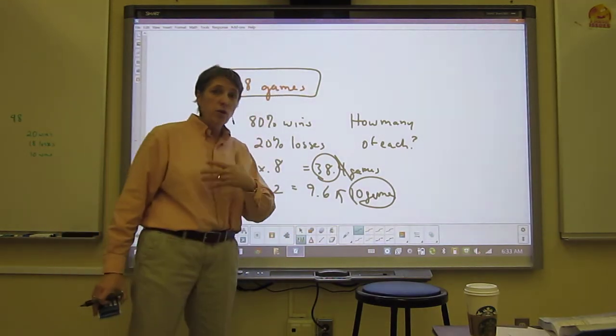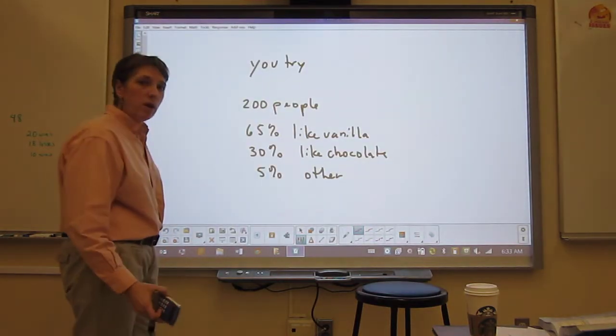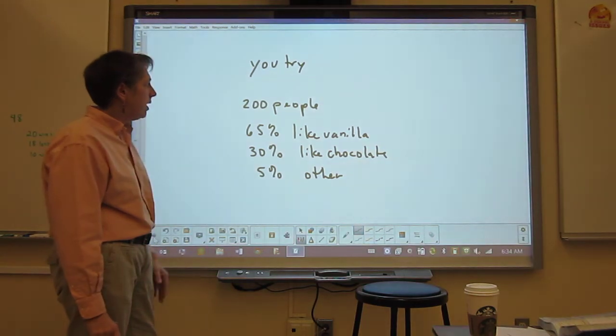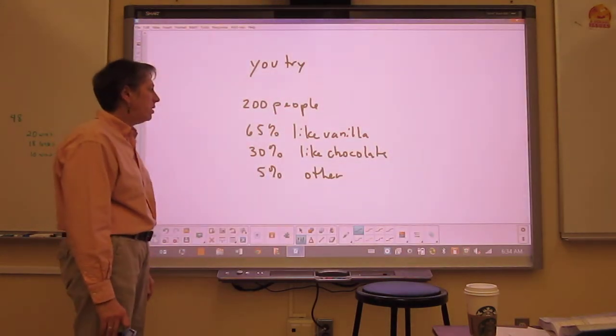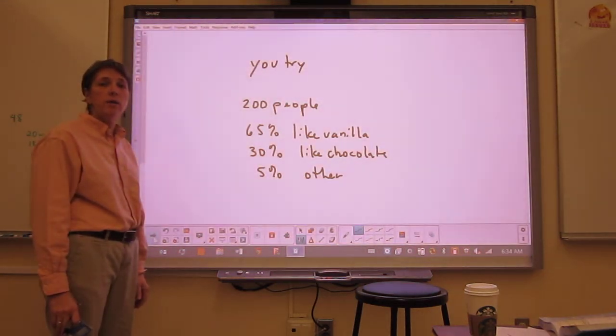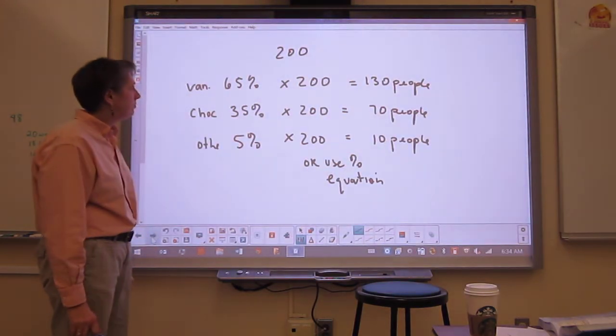So at this point in time, you're just using your information that you've already learned. Okay, now you try. 200 people, I want to know how many people like vanilla, chocolate, and other ice cream. Pause the video, do the problem, and then come back. Welcome back. Let's see how you did.